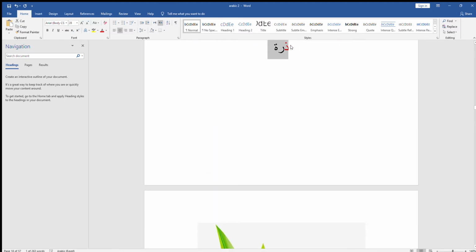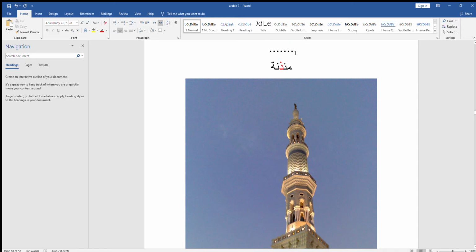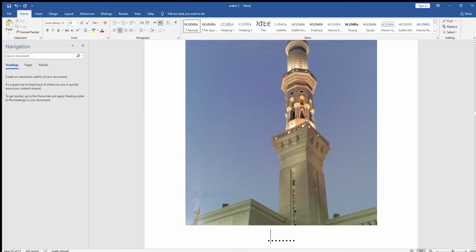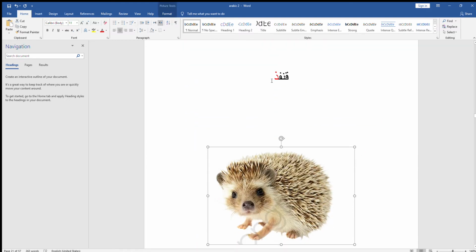ذال at the beginning of the word, like ذرة. This is ذرة. ذال between two letters, like مئذنة. You can recognize that ذال is not attached to the letter after it but is attached to the letter before it. This is مئذنة. ذال at the end of the word, like قنفذ. This is قنفذ.